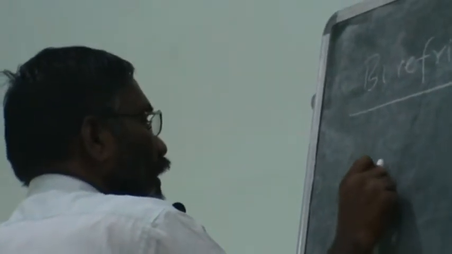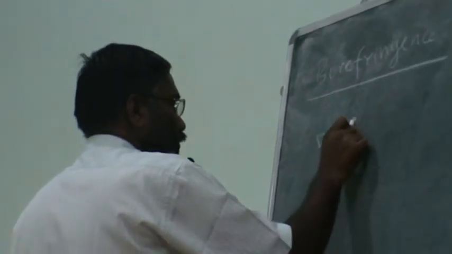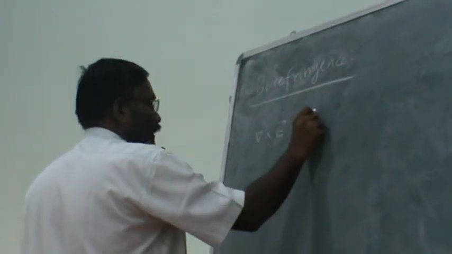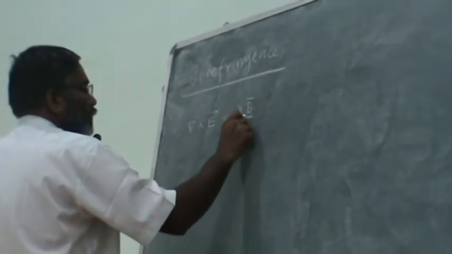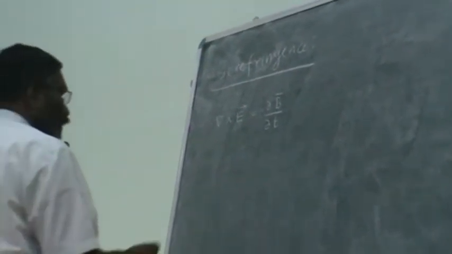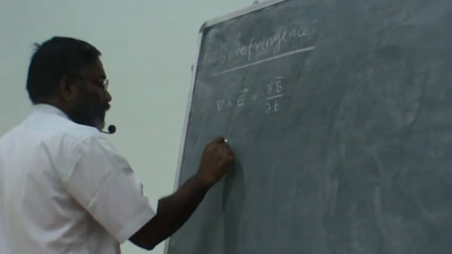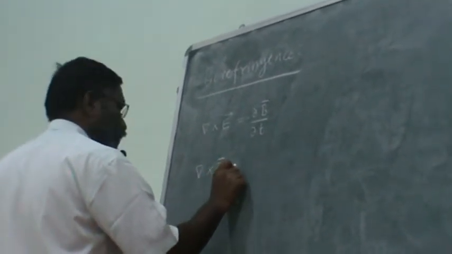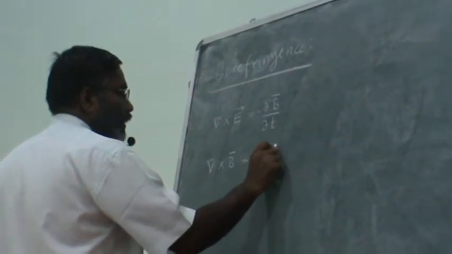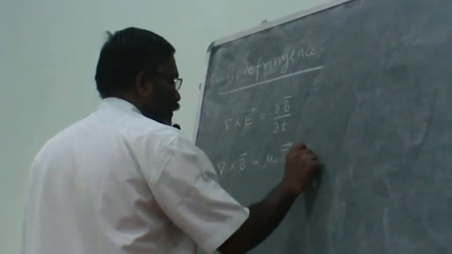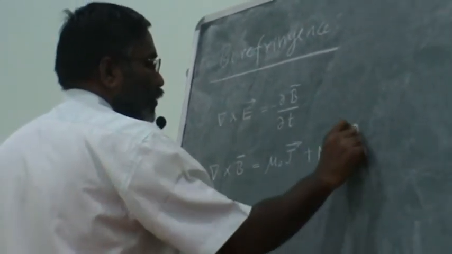We start with these Maxwell's equations. Curl of E is equal to minus dou B by dou t, and curl of B is equal to mu naught J plus mu naught epsilon naught dou E by dou t.